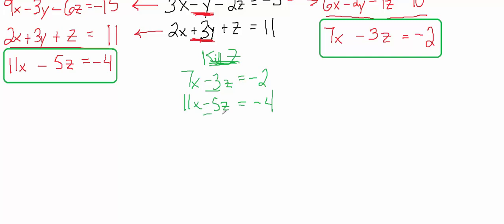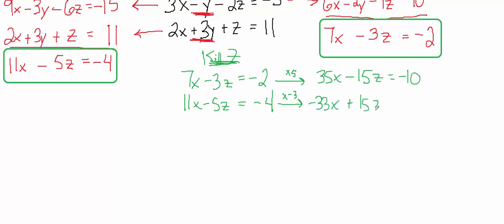The common multiple between -3 and -5 is 15. So I'm going to multiply this one times 5 to get 35x minus 15z equals -10. And on this one here, I need to get a positive 15, so I'm going to times by -3. That gets me -33x plus 15z equals positive 12. And when I add those down, I get 2x. Notice the z's are canceled. They get killed. That was my purpose of that. And -10 plus 12 is 2.